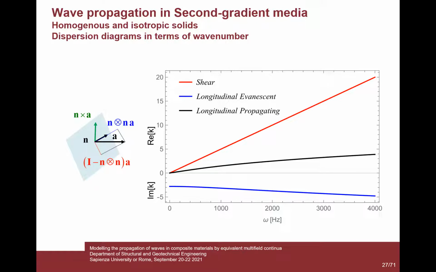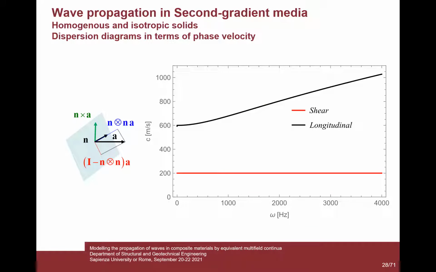Now, in the end, for this second gradient media, this is the dispersion diagram. We have these longitudinal evanescent waves. You see that here there's the imaginary part of the wave number, and longitudinal propagating waves. And if we give a look at the dispersion diagram, we see that we have non-dispersive shear waves and dispersive longitudinal waves.